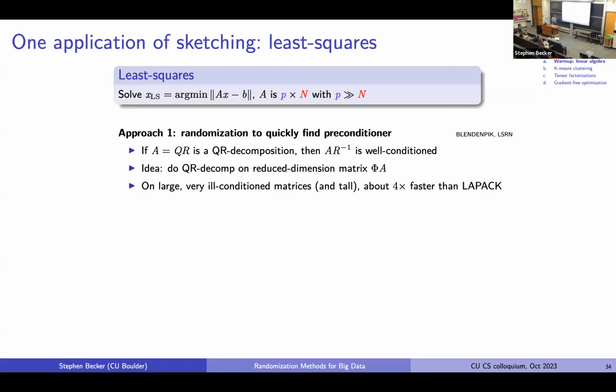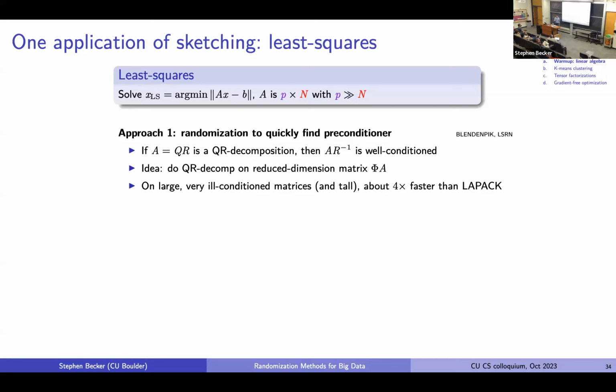But what it does mean is that if this thing is a good approximation of A, then at least A times R inverse is well conditioned. In the exact case, when I say A times R inverse is well conditioned, I really mean it's perfectly conditioned. Condition number one, I can solve things in one step if I do it this way. If I do it approximately, it's well conditioned. If I choose a good sketch, it could be like condition number four. So that means I can't solve it in one step.